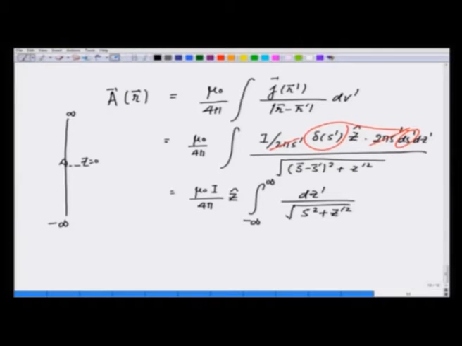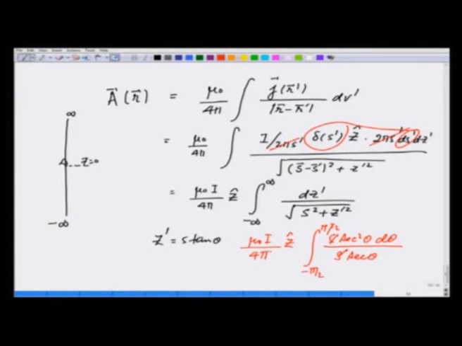Let us do this integral. I do this integral by taking z prime equals s tangent theta, and this gives me mu naught I over 4 pi integral s secant squared theta d theta over s sec theta, from minus pi by 2 to pi by 2. This s cancels, and you can see this is the integral of secant theta d theta, which gives me log of tangent theta plus secant theta, and that blows up in this case.